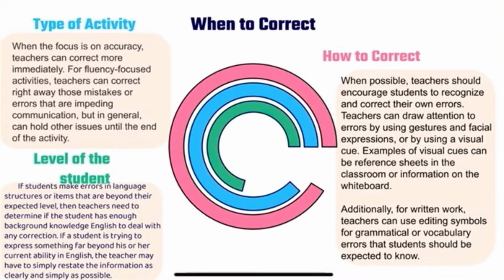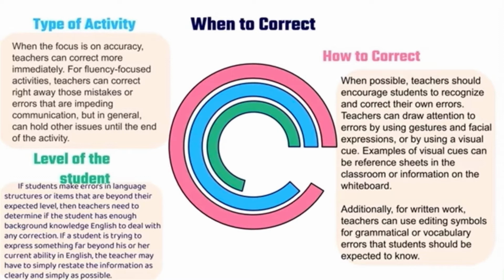Next, when to correct. It is three types: type of activity, level of the student, and how to correct. Type of activity. When the focus is on accuracy, teachers can correct more immediately. For fluency-focused activities, teachers can correct right away those mistakes or errors that are impeding communication, but in general can hold other issues until the end of the activity.